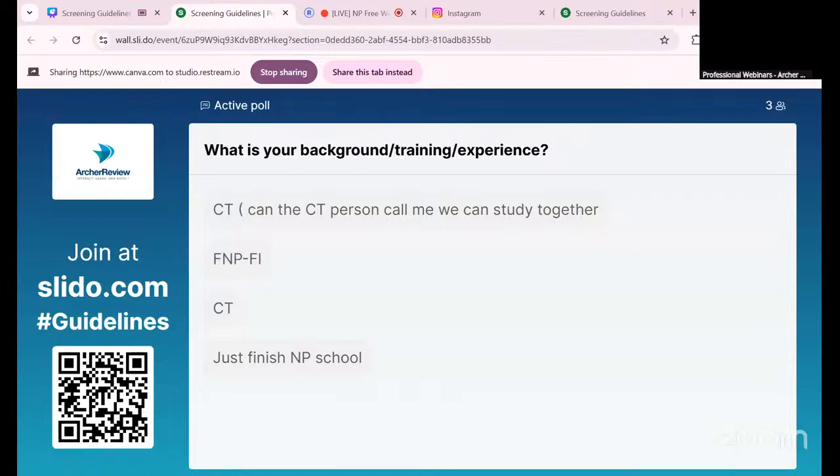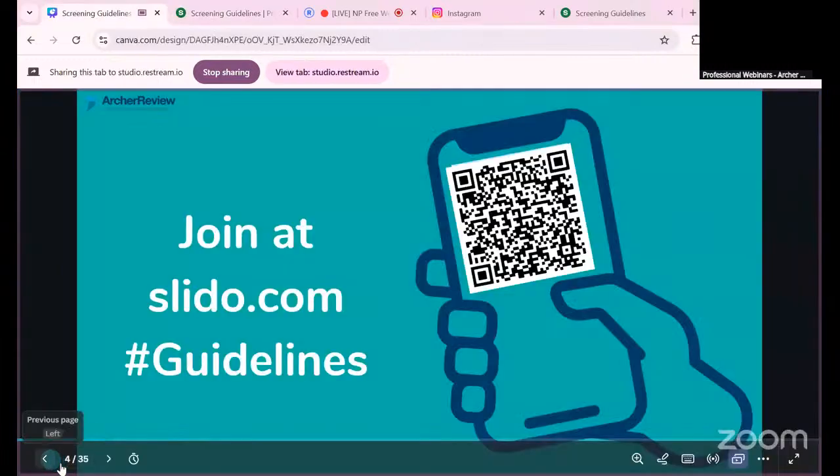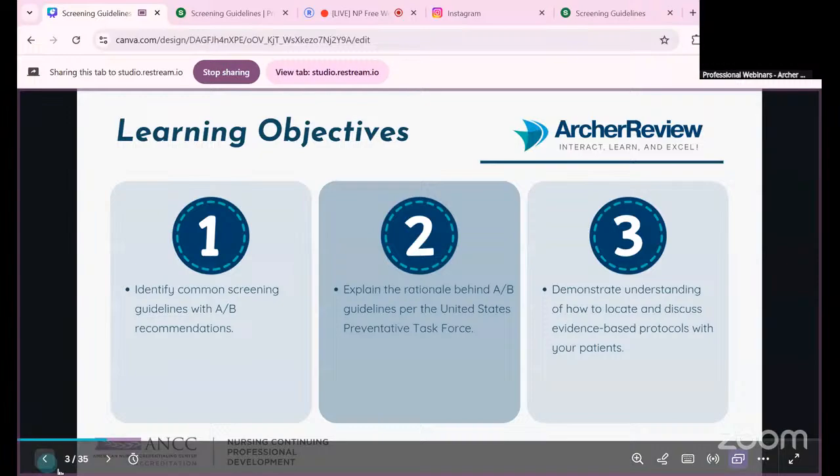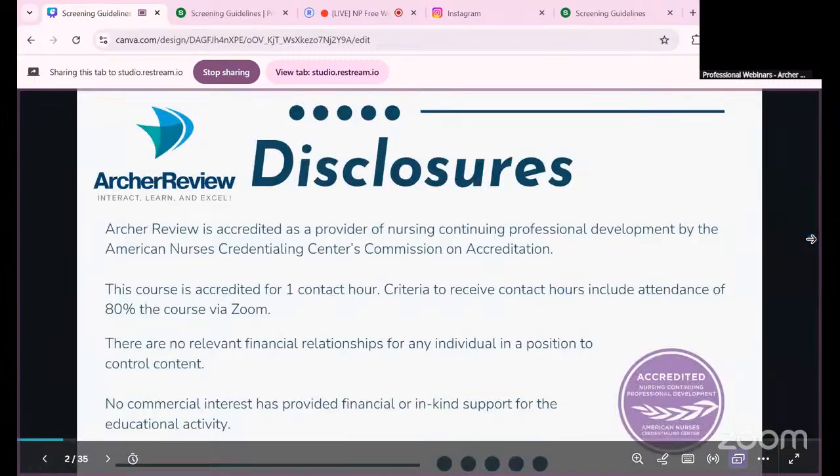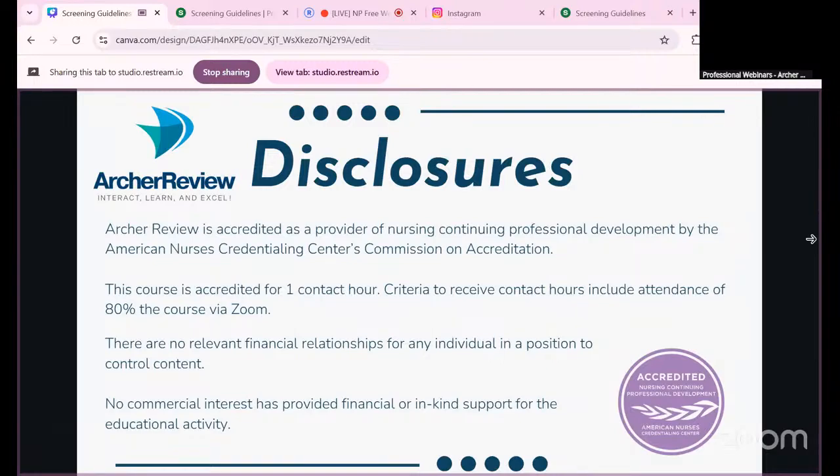Okay, so I've got the screening guidelines here for you. Join at Slido. And then let's just back up just a little bit, just disclosures. We are now accredited as a provider of continuing professional development by the American Nurses Credentialing Center Commission on Accreditation. So, super exciting news. The team here went into a lot of hard work, and this course will be accredited for one contact hour. But the only caveat to that is that you have to be joining via Zoom. So, if you haven't joined via Zoom, then you'll get them next time. It's okay. But you can go to our website, archerreview.com. You can sign up. And as long as you are here via Zoom, you will get that.